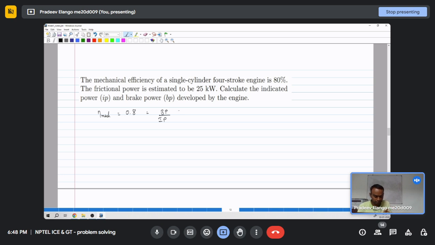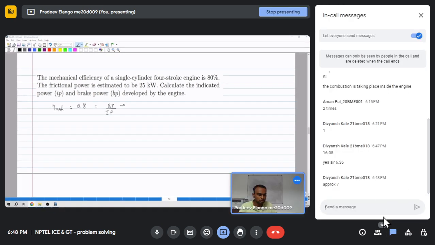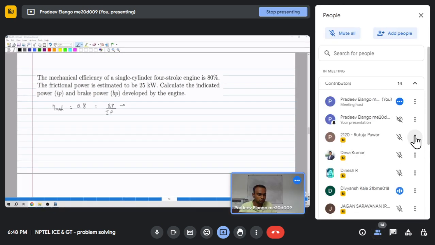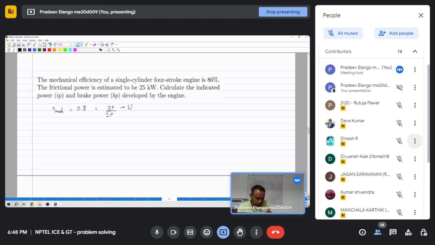Brake power is the power of the machine, the power that we can feel in the shaft, or it can also be called shaft power. And what is indicated power? So this is like the torque that comes out of the shaft.